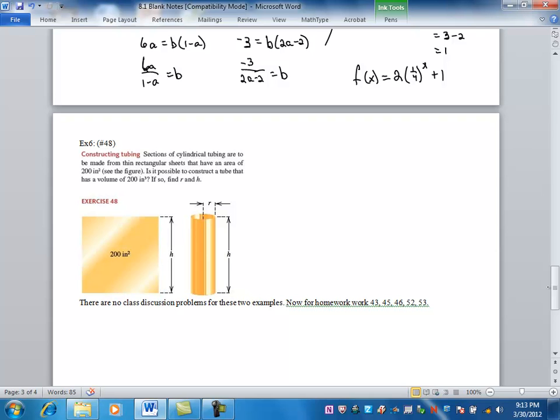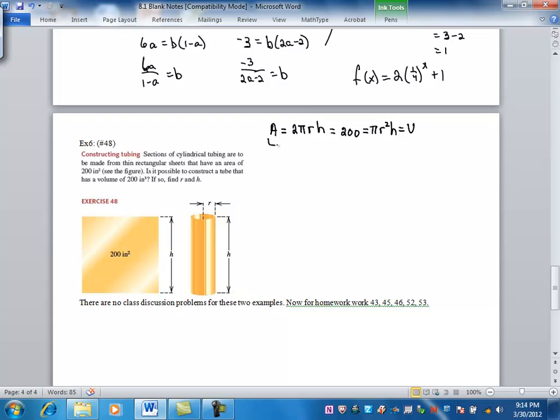Well, let's keep a couple things in mind when we're talking about a cylinder. The area of a cylinder is twice pi times the radius times the height, and the volume is pi r squared times the height. And we would like for both of these to equal a numerical value of 200, both square inches and cubic inches, respectively. Well, let's check some things out here just for a minute.